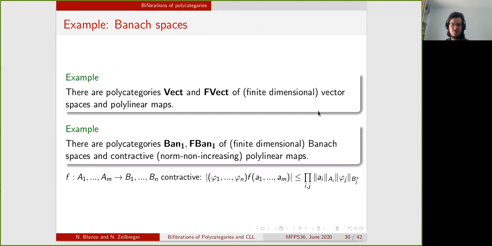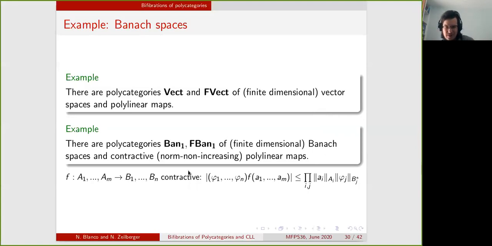First we can define the polycategory of finite dimensional vector spaces by just using the fact that the category of finite dimensional vector spaces is compact closed. So we get polylinear maps in the polycategory that are defined by maps that go from the tensor into the tensor. And then we can define a polycategory of finite dimensional Banach spaces and contractive polylinear maps, just by defining what it means to be contractive for a polylinear map.